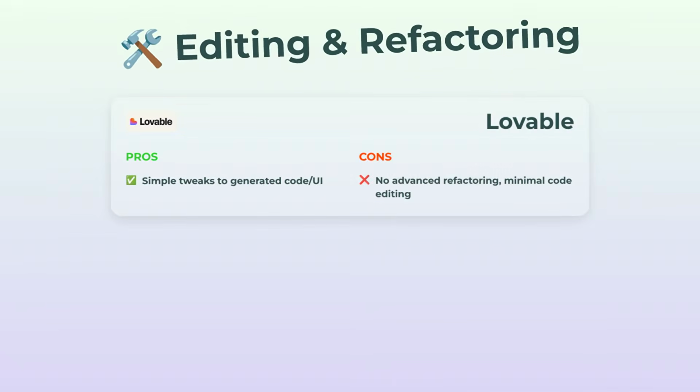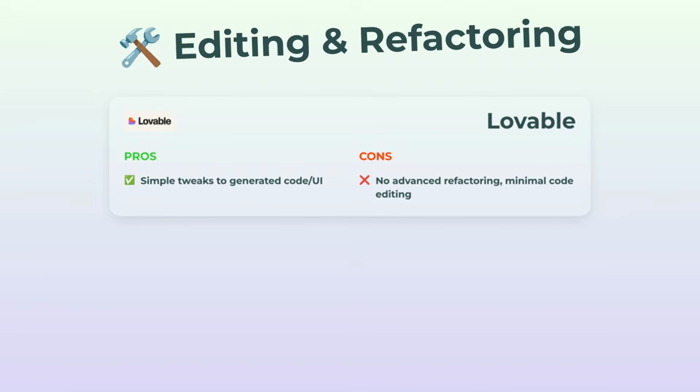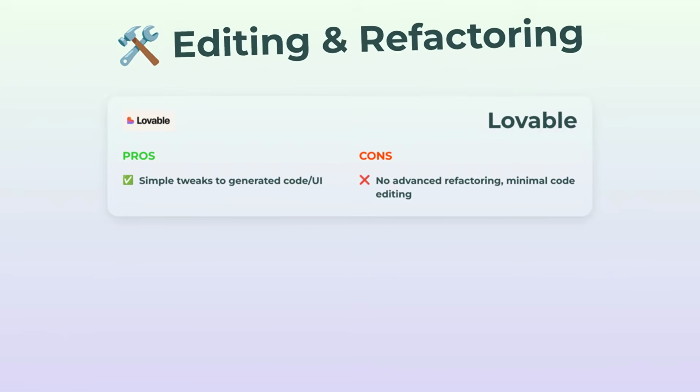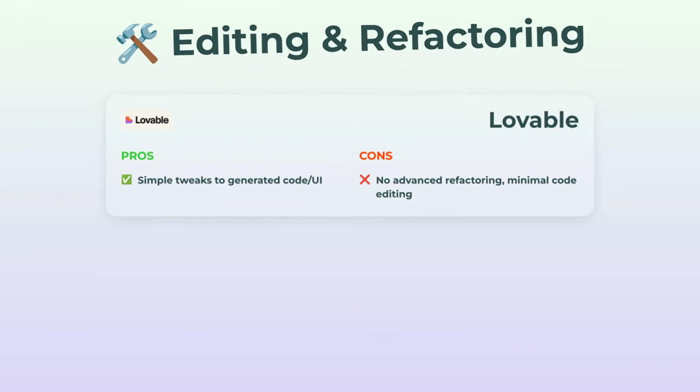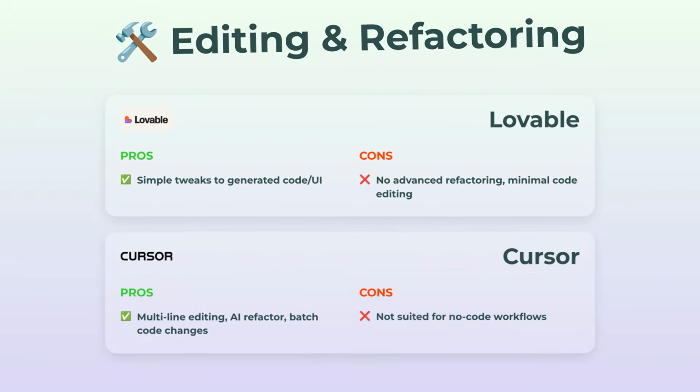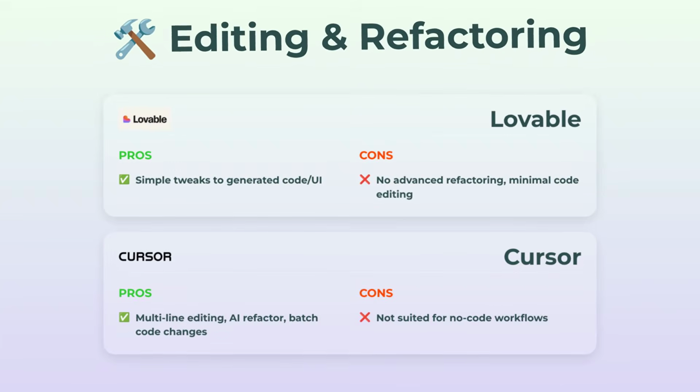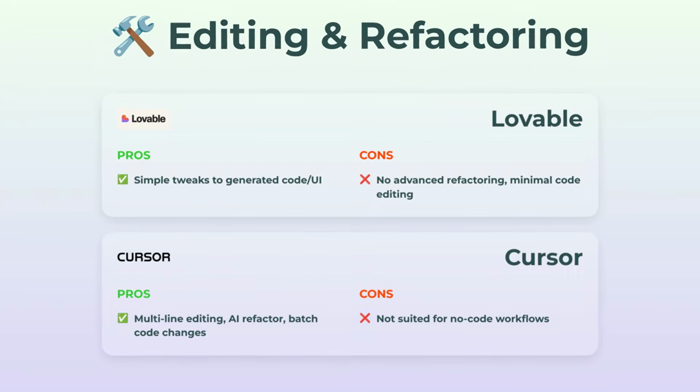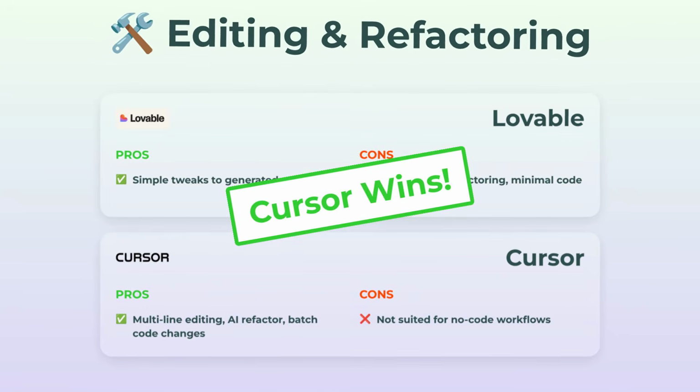Editing and refactoring, this is a spicy one. Lovable lets you make small tweaks to your app and UI, which is chill for fast changes, but don't expect heavy-duty code editing or big refactors. Cursor, on the other hand: multi-line edits, AI-powered refactor, batch code changes, it's basically the Swiss Army knife for code editing. If you're diving deep into a codebase, Cursor leaves Lovable in the dust. Cursor is the obvious winner for editing and refactoring.